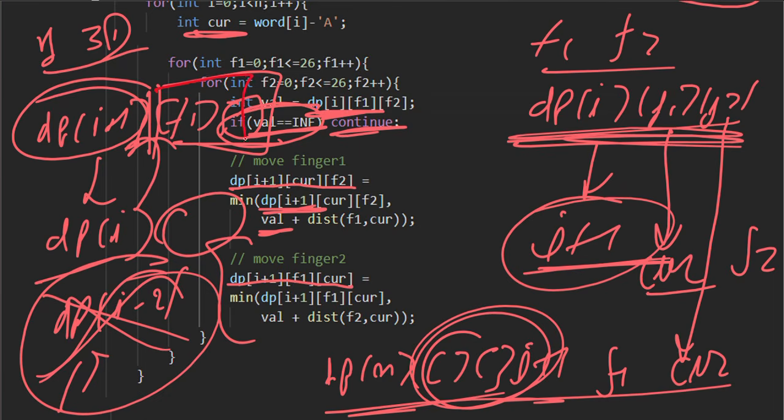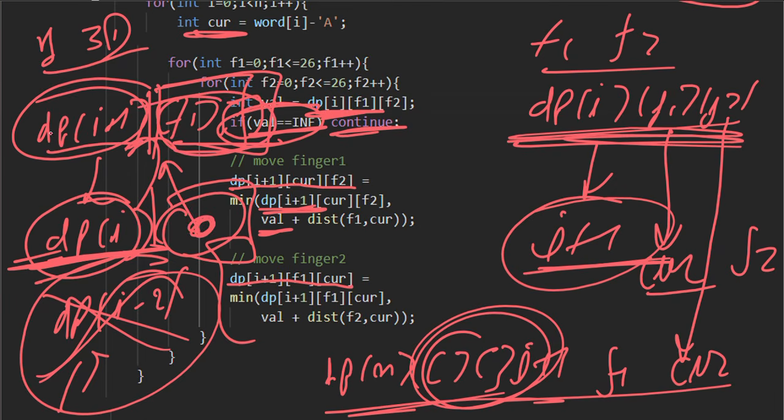We can use two 2D dps that will store finger positions for the ith index, and then using those finger positions we can compute the finger positions for the I plus 1 state, right?